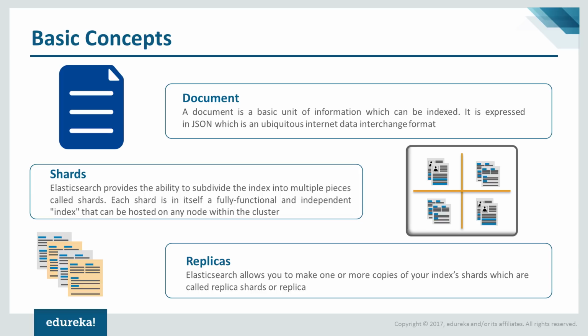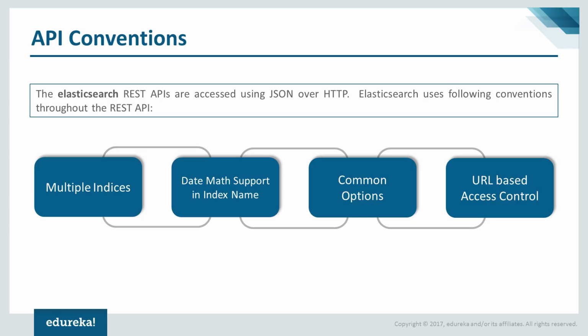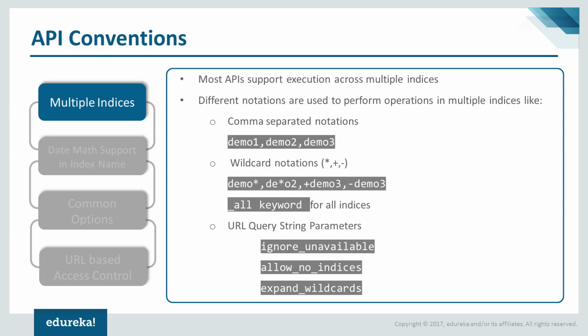Let's now find out the API conventions in Elasticsearch. The Elasticsearch REST API is accessed using JSON over HTTP. It's a RESTful API and it supports HTTP. These are some of the conventions which are used throughout the REST APIs. We will be covering each one of these one by one. For now, let's name them: multiple indices, date math support in index name, common options, and URL-based access control. So let's talk about multiple indices.